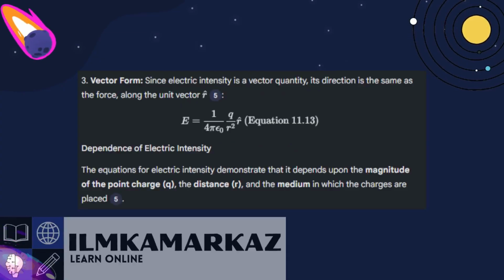Vector form. Since electric intensity is a vector quantity, its direction is the same as the force, along the unit vector r hat. Therefore, E equals 1 over 4 pi epsilon naught multiplied by Q divided by r squared multiplied by r hat. Equation 11.13. Dependence of electric intensity. The equations for electric intensity demonstrate that it depends upon the magnitude of the point charge Q, the distance r, and the medium in which the charges are placed.